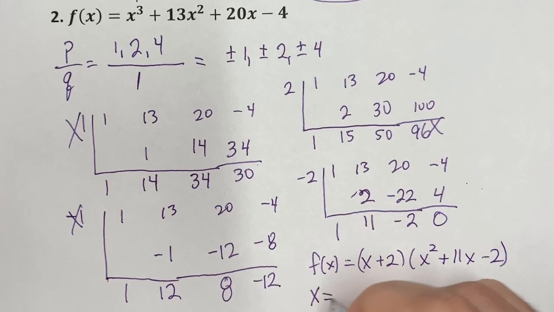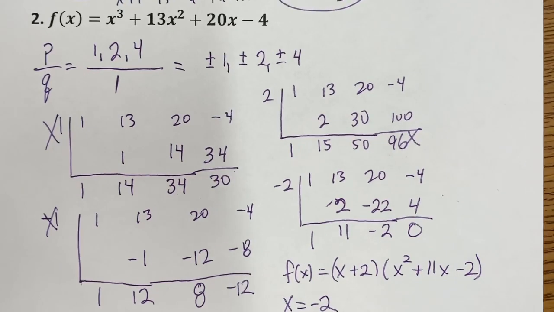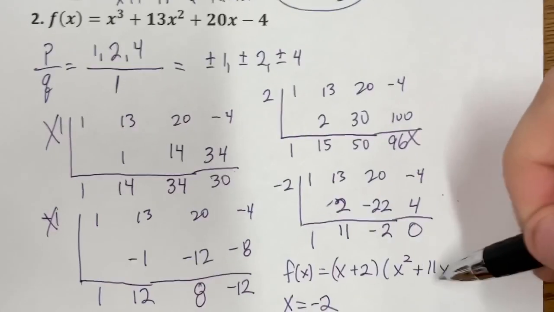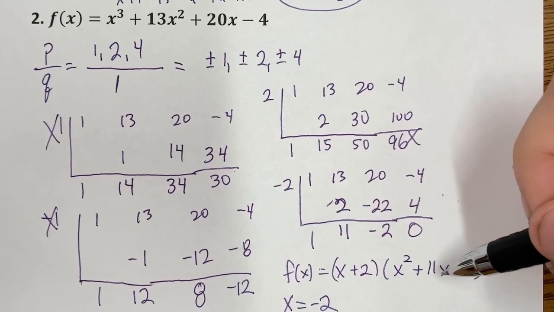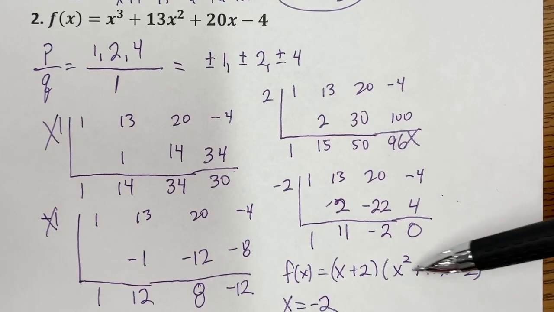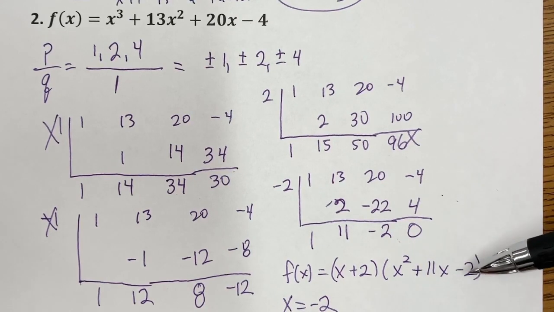So what do we know? We know x equals negative 2 is one of our roots. Let's see if we can use the quadratic formula here. It clearly can't. Let's see if we can use the quadratic formula on x squared plus 11x minus 2, because there's no way that can be factored, because nothing multiplies to give me negative 2 that adds to give me an 11.